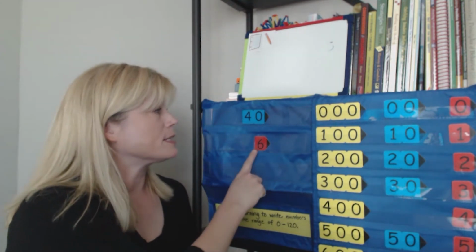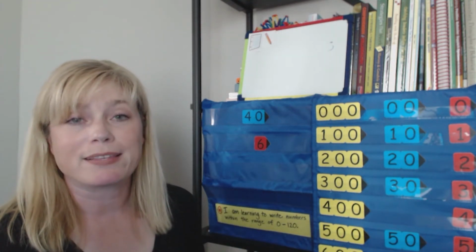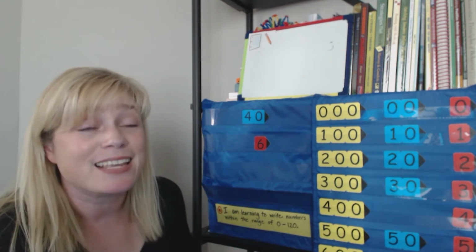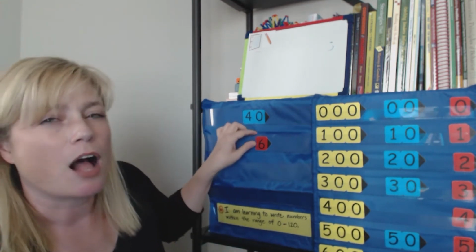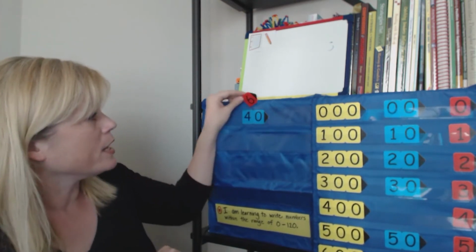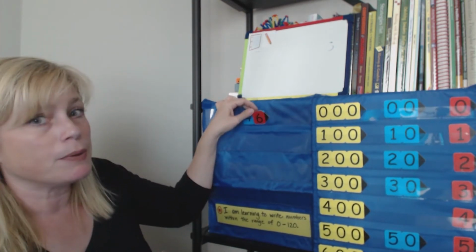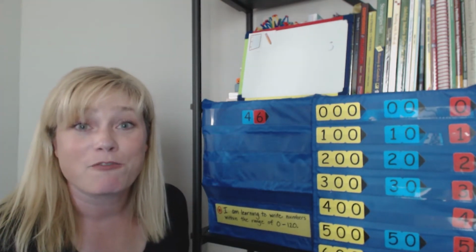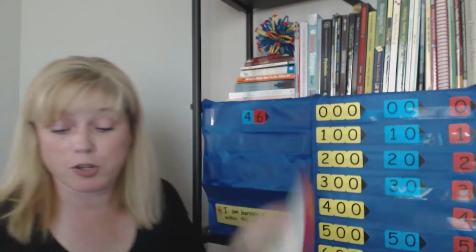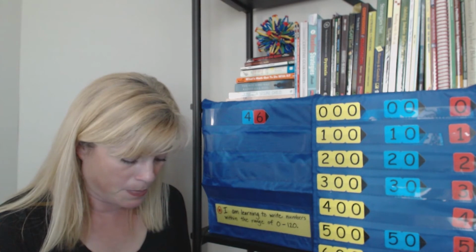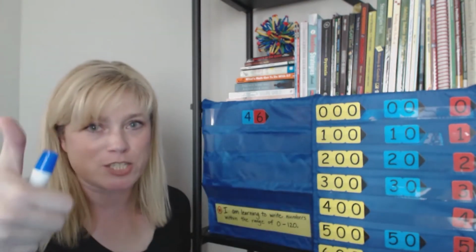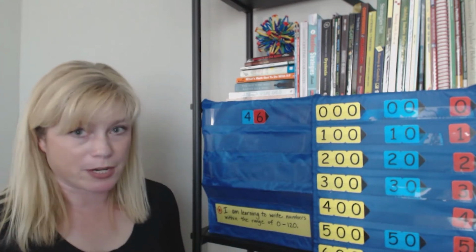So 40 and 6. Now, if I wanted to write this number, what do you think it would be? Go ahead and write it down on your piece of paper and see if you'll get it. I'll bet you will. Okay, so I have 40 and 6. I'm going to put it up here. Did you write that? 46. So maybe on your paper, it looks like this. Does yours look like that? Nice job. All right. Should we try another one?